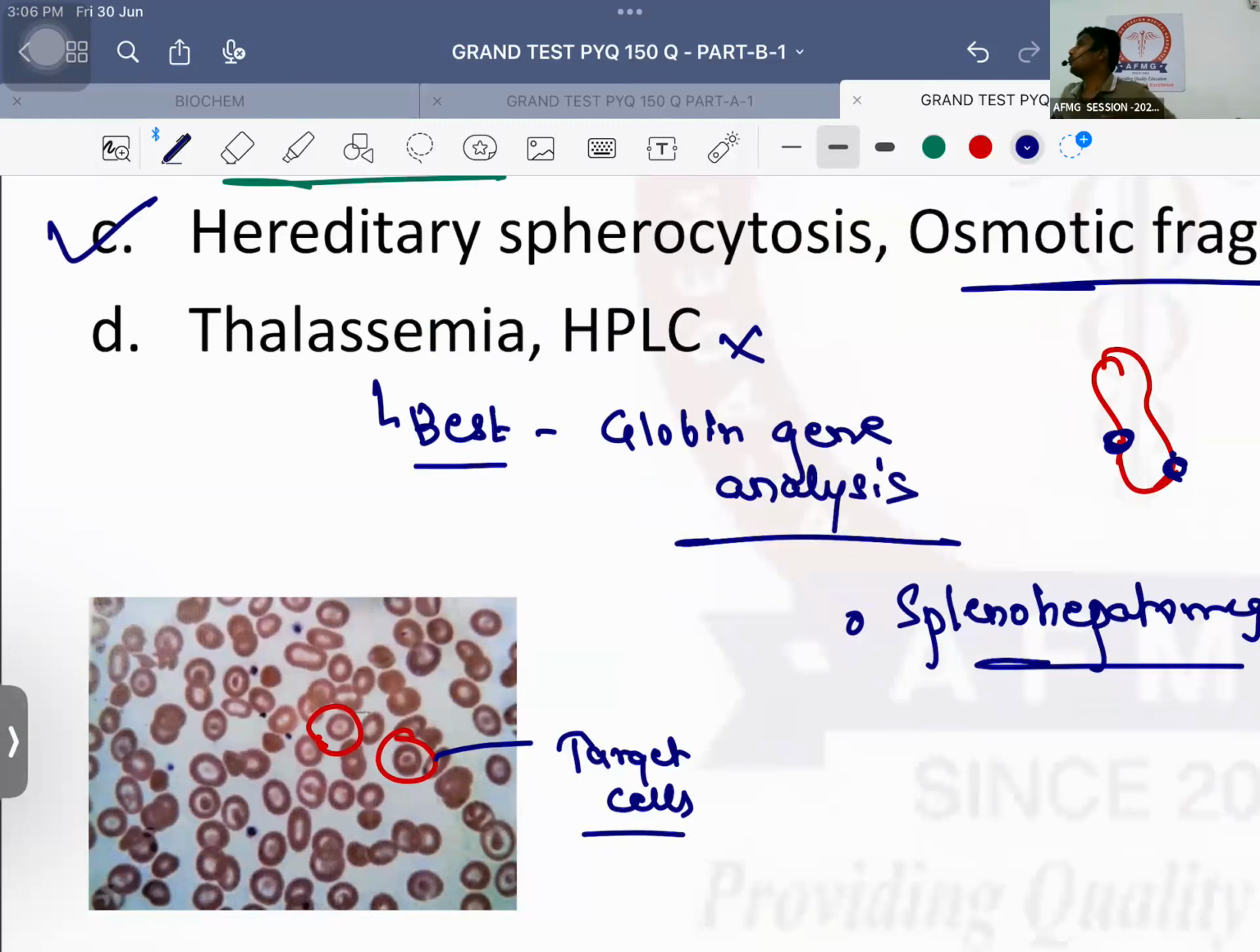PCR, globin gene analysis. What can be best than this? If you are looking at the gene itself and the gene is deleted, then the chains are not being formed, and that is why thalassemia is happening. What can be best than this if you are able to see the genes directly? So this was a previous year question. One of the options was HPLC and another option was globin gene analysis. Answer should be globin gene analysis is the gold standard, the best investigation to confirm a case of thalassemia.